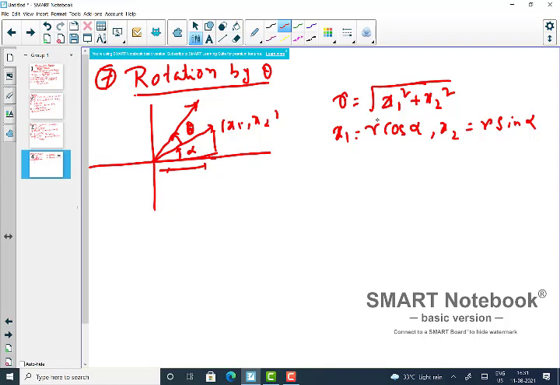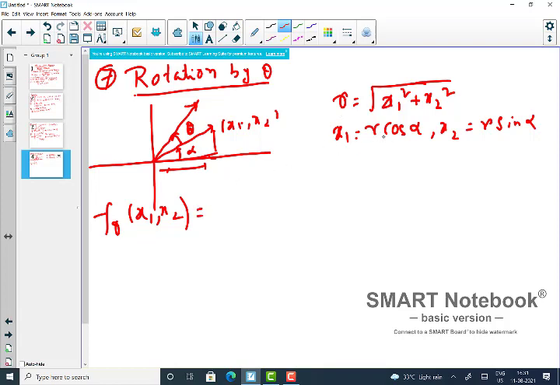So with the help of that, what will be the image? The image will be, let me write down f theta, which is rotation by theta. What will the image be? So r will be the same, right? When you rotate that vector, the length will not change. Only the angle will change. So what will the angle be?